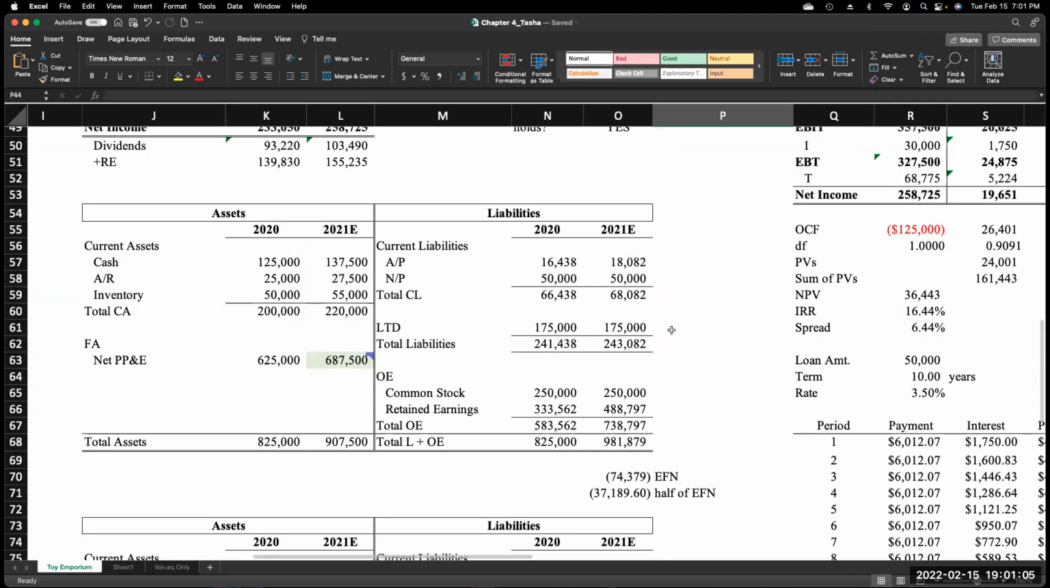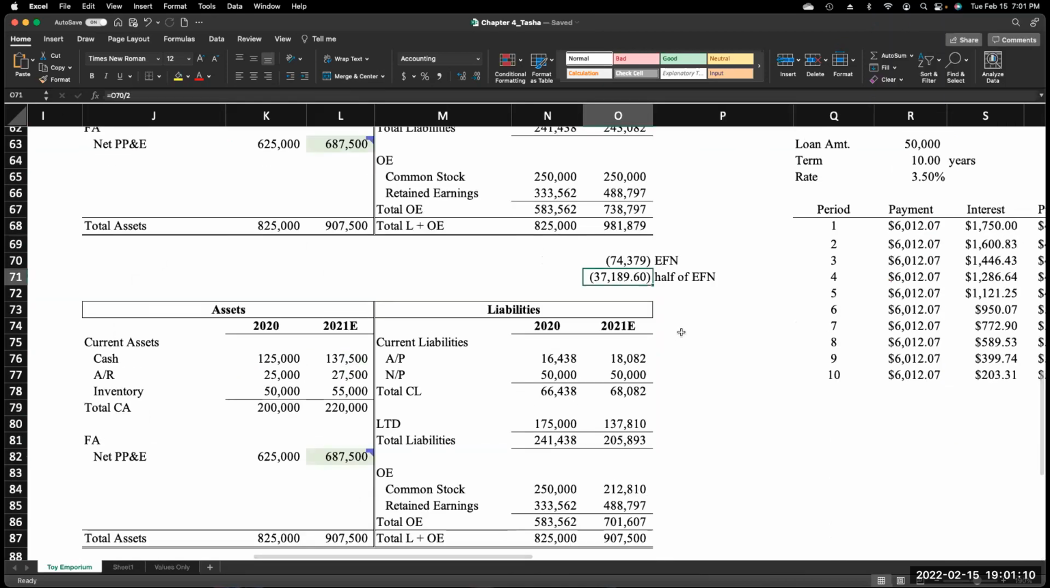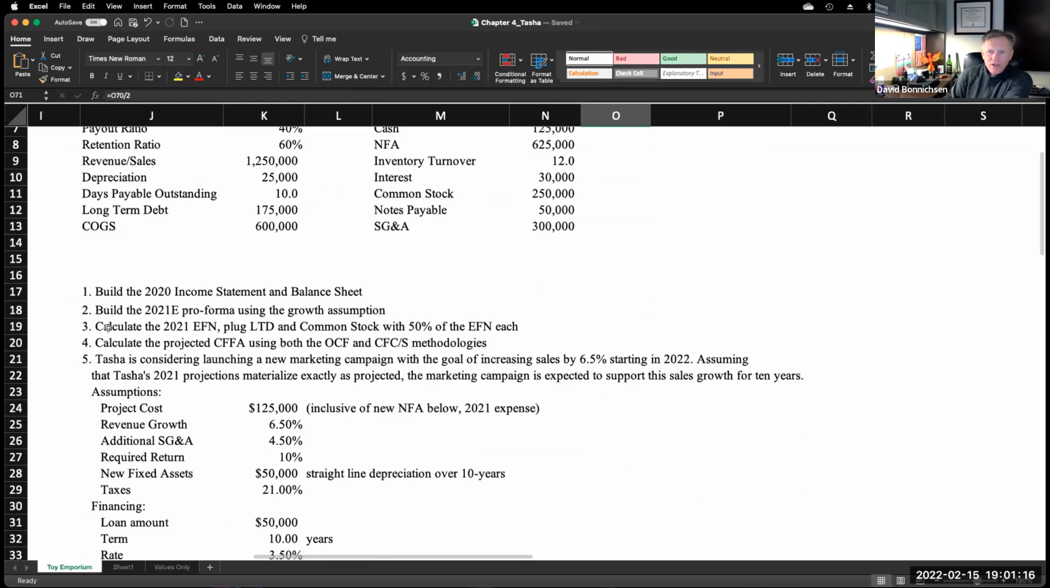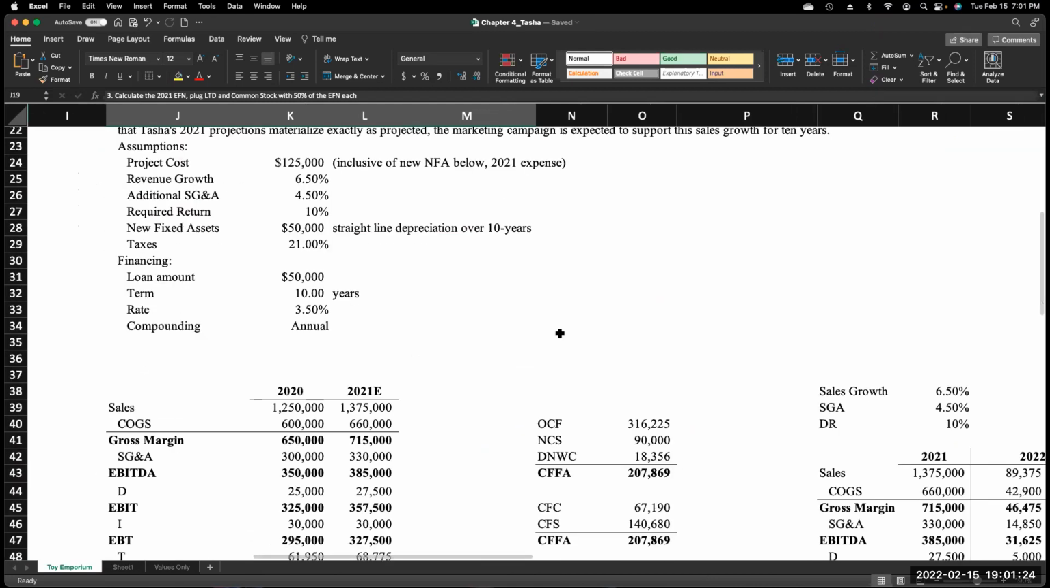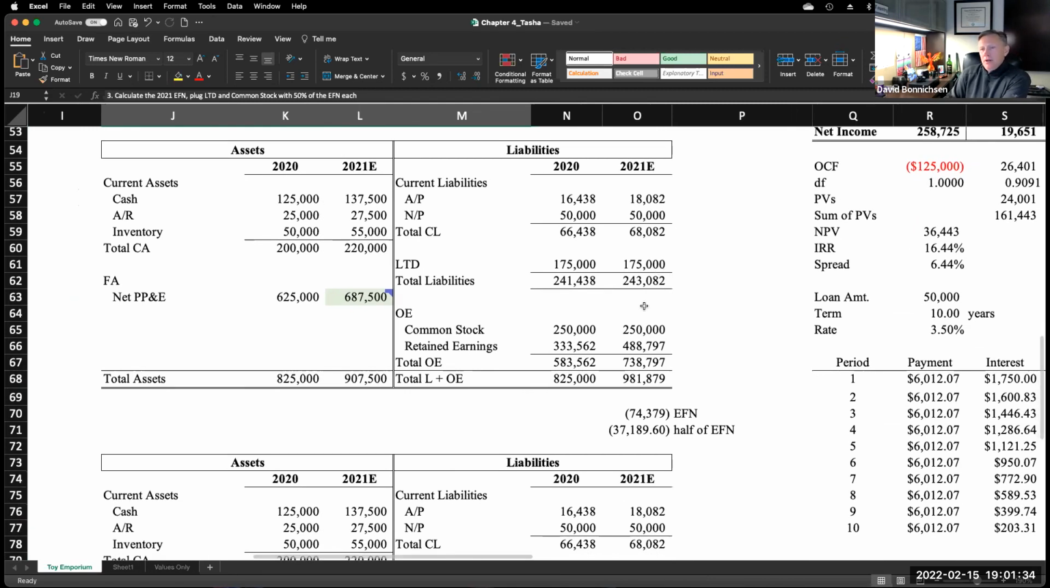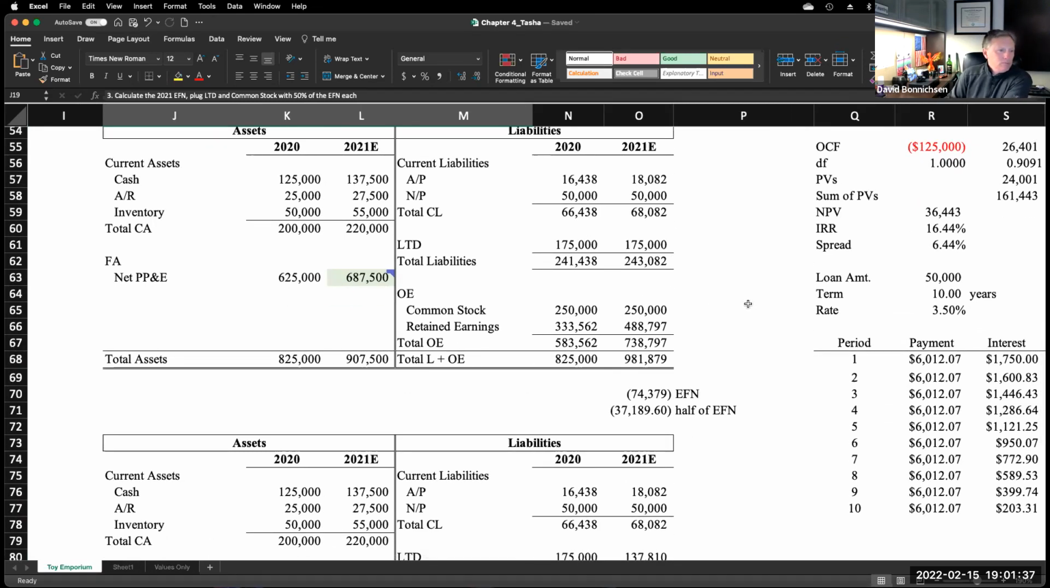When you're plugging in half of the EFN, which values do you plug it into? So you're going to be told that. In the case, in question 3, I told you to plug long-term debt and common stock with half the EFN each. Okay, thank you. So on the midterm, I might say plug notes payable by 25% of the EFN, plug long-term debt by 50% of the EFN, and plug common stock by the remaining 25%. But I'll tell you exactly what to plug, okay?